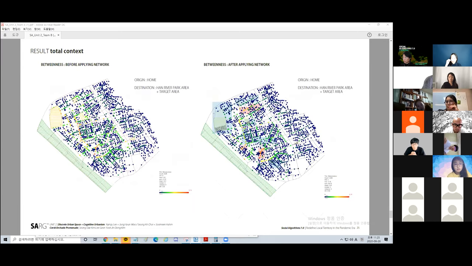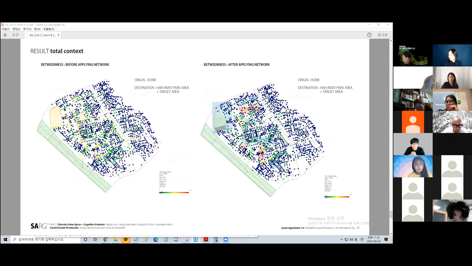And after all design, we inserted our 4 network geometries into the entire city map. After that, we analyzed the betweenness value. We can see that the adjacent roads around the target area are balanced well through the proper design of the inner network, entrance and exit.